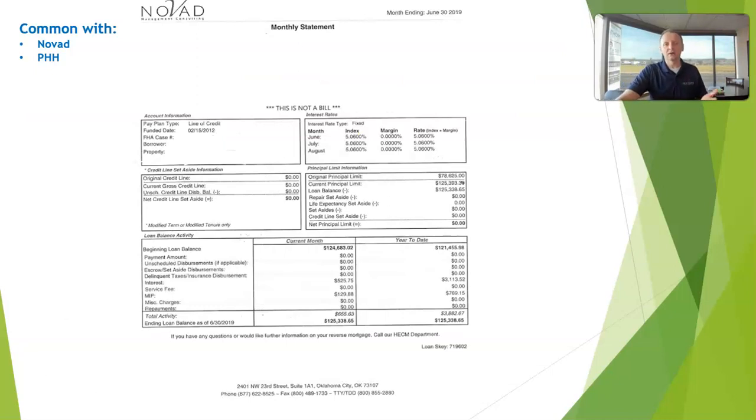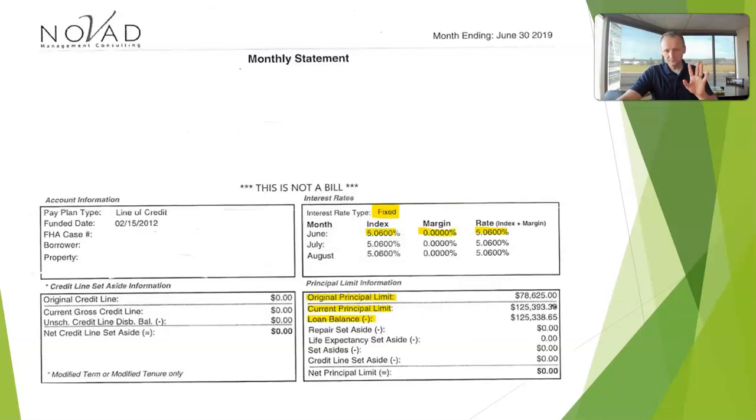This is a NOVAD or PHH is what most people will have as a lender with this statement. And really quickly, I'm gonna zoom in on this to make it a little bit easier for you to see. But a couple quick things to point out here is in the upper right-hand corner, you have your interest rate information. And it usually will tell you right here, interest rate type, fixed or ARM. It'll give you the interest rate right here. And again, if the margin is all zero, that's just another indicator that you have a fixed interest rate.